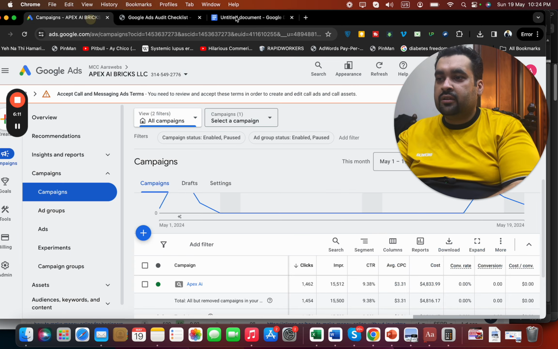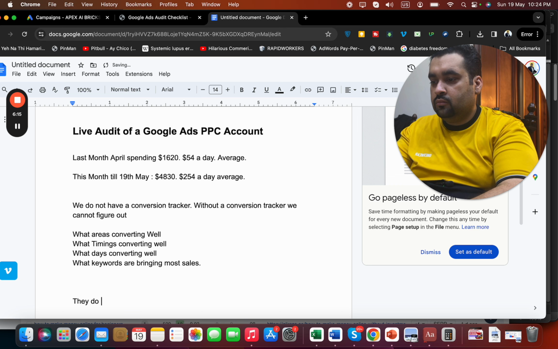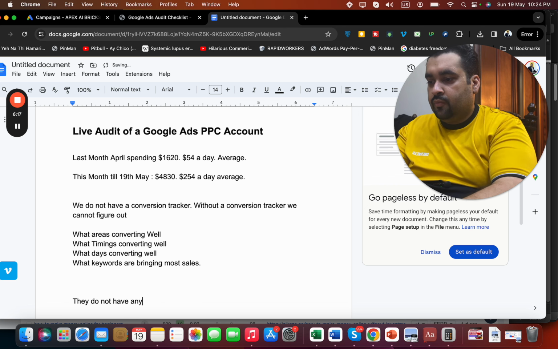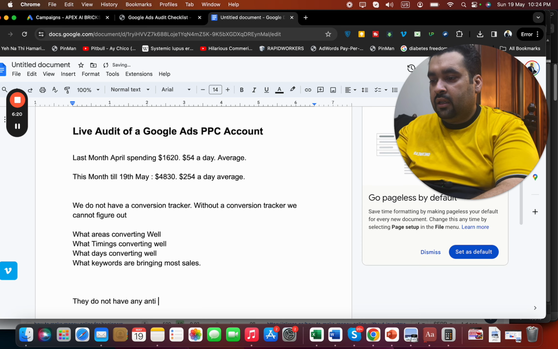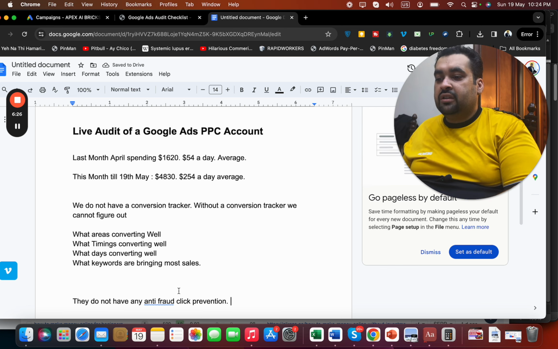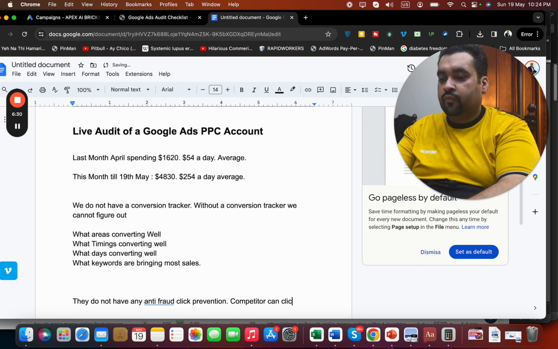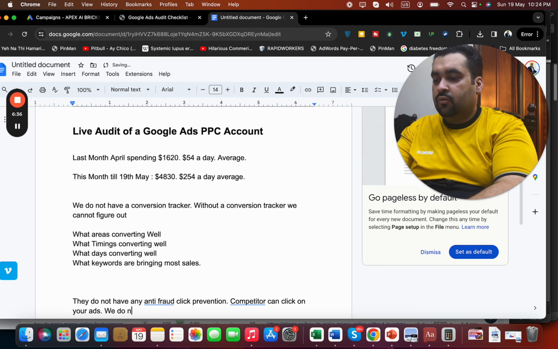The second thing is they do not have any anti-fraud click prevention. If there is no anti-fraud click prevention, it means that competitors can click on your ads and spend your budget. So we need to have one.